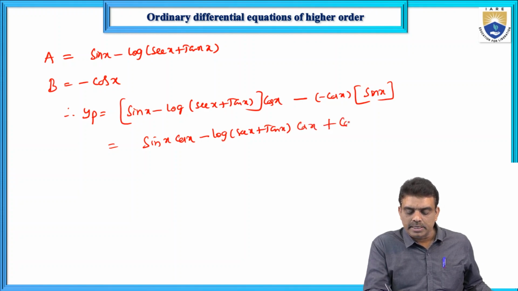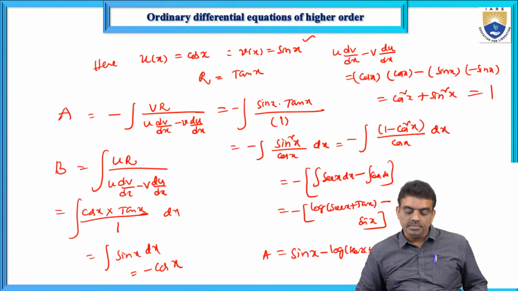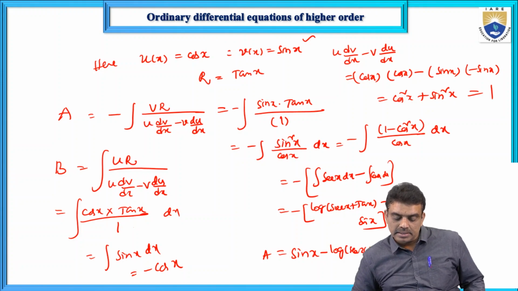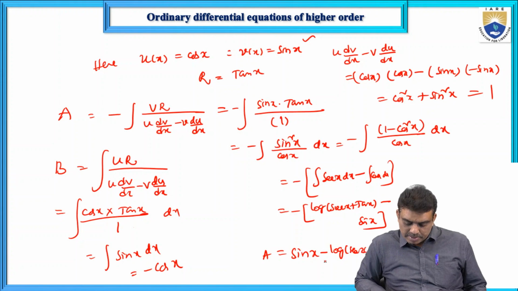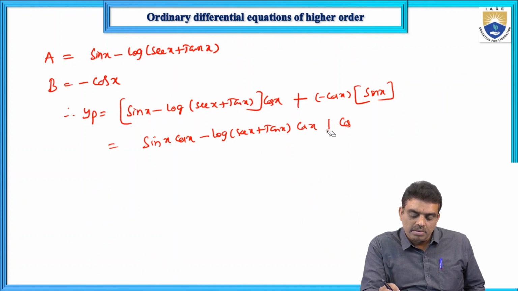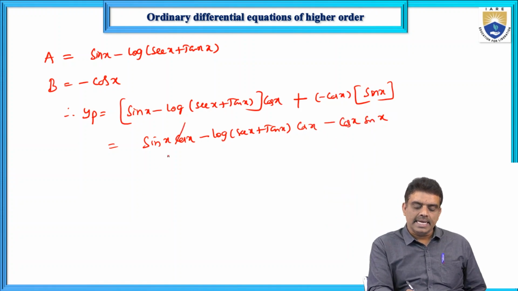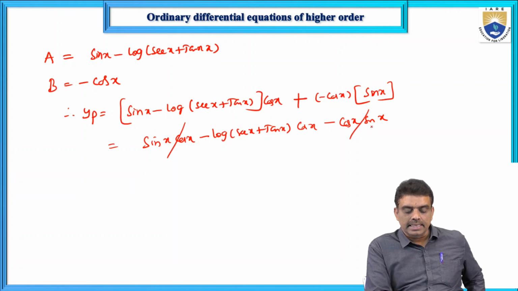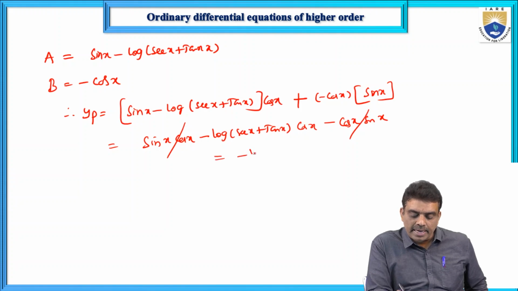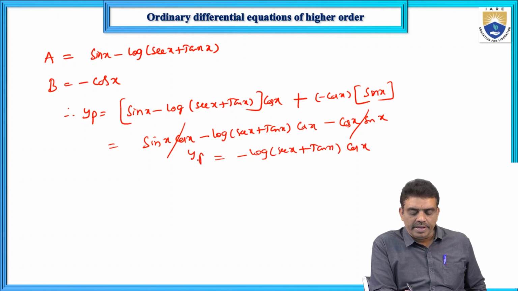Second term, third term: minus minus plus. This is cos x. So here A value is sin x minus log secant x, minus of sin x minus log secant x plus tan x into cos x, minus A into U of x plus B into, plus, that means minus cos x into sin x. So here sin x cos x and sin x cos x will get cancelled. And this value, minus log secant x plus tan x into cos x, is the YP.